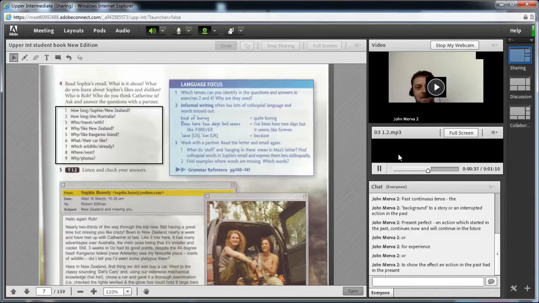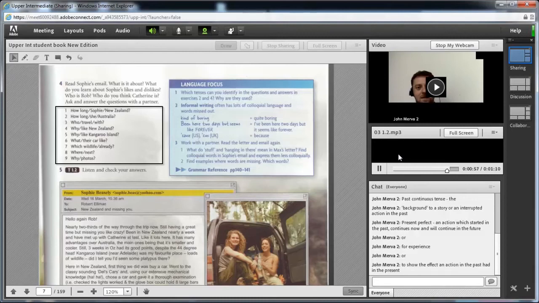6. What's their car like? It's okay. The lights work and it has a big glove box, but it sometimes makes strange noises. 7. Which wildlife has she seen already? She's seen dolphins, whales, and enormous albatrosses.